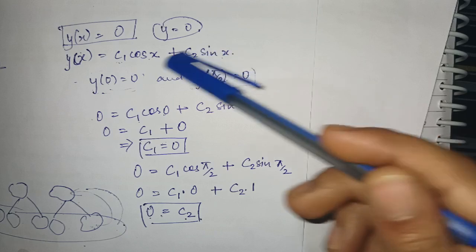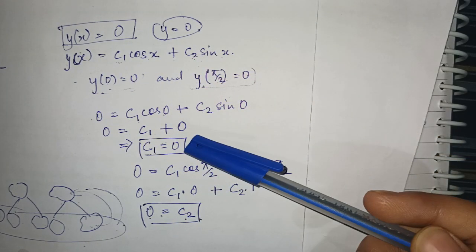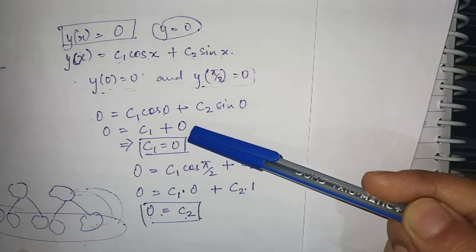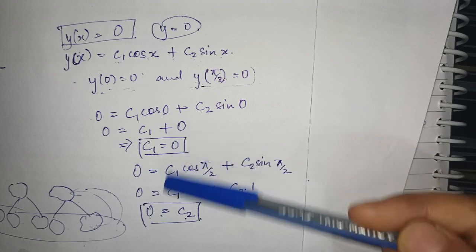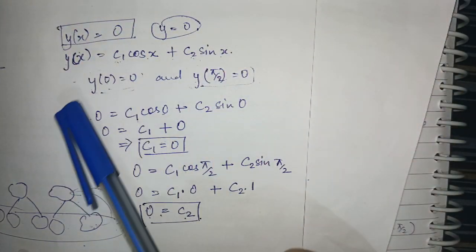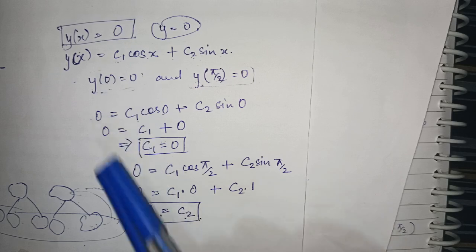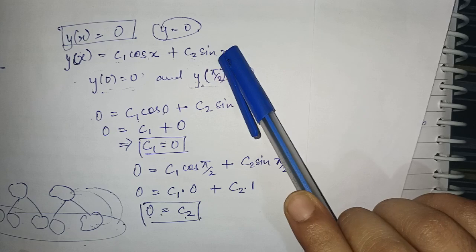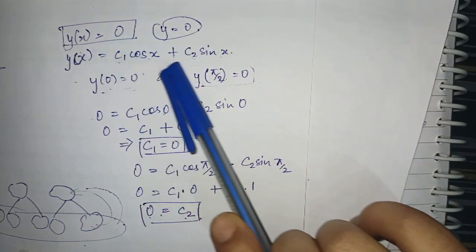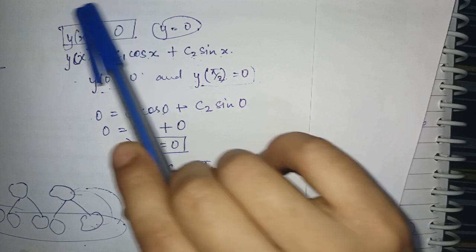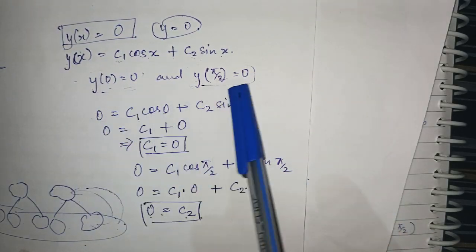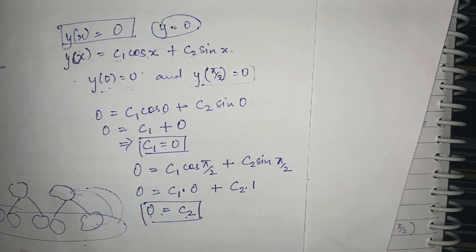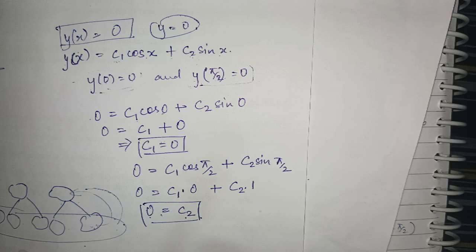So you can see that using these conditions, we are able to find the values of these arbitrary constants. When we put these values in our solution, we get y(x) equals c1, which is 0, times cos x, plus c2, which is also 0, times sin x. So this whole term becomes 0, and we get y(x) equal to 0 as the solution using these conditions. So y equals 0 is the solution of the differential equation that we were dealing with.